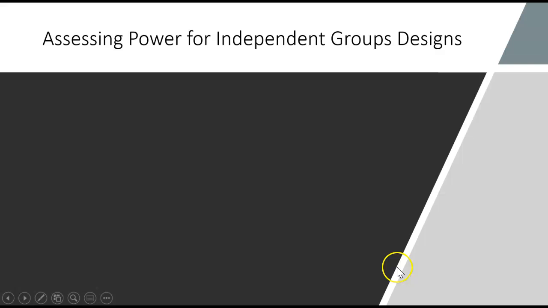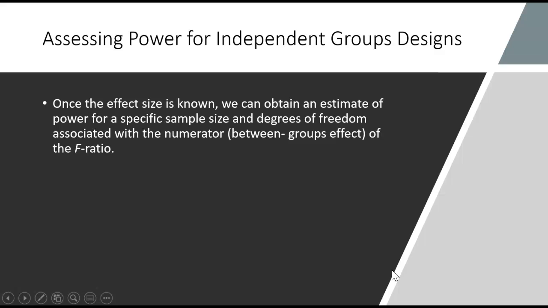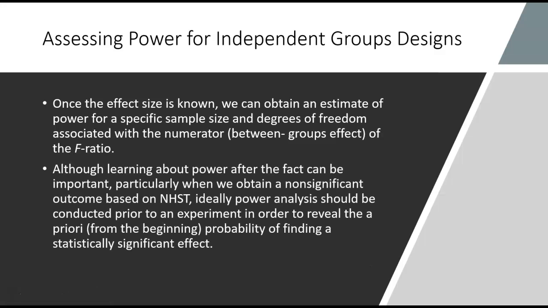Now, how do we assess the power? How do we do a power assessment for independent groups designs with 3 or more groups? Once you know the effect size, you can get an estimate of power based on your sample size and the degrees of freedom connected to the between groups effect in the F ratio. All of that information is in the output table, the ANOVA table, the F table in SPSS.